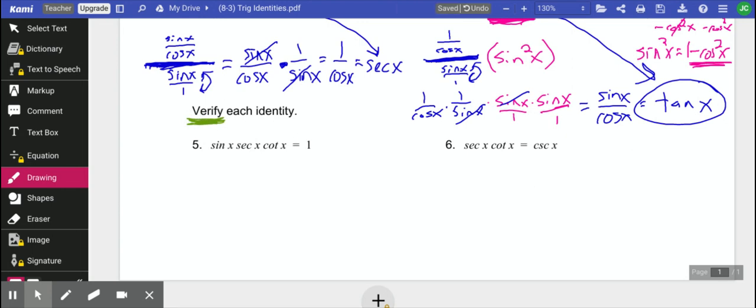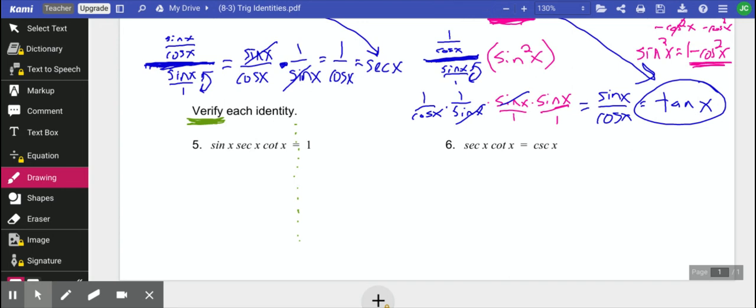So basically, if we look at number 5, just kind of draw a line and split this. We are trying to show that the left-hand side of the equation is equal to the right-hand side. So what you want to do is simplify the more complicated side, which is usually the left, until it looks like the right side of the equation. Okay, and we are showing that these two things are equal to each other. So let me show you how this one works.